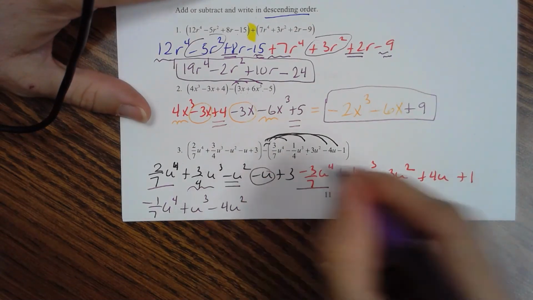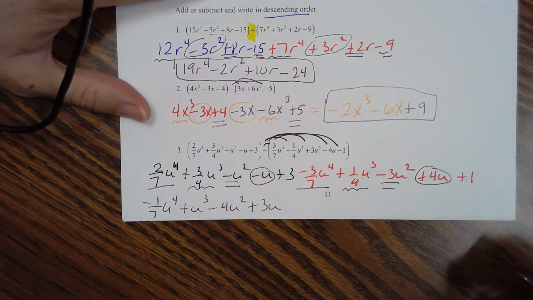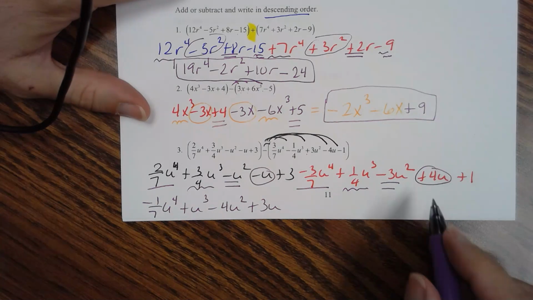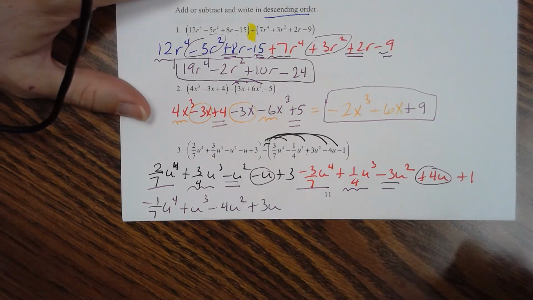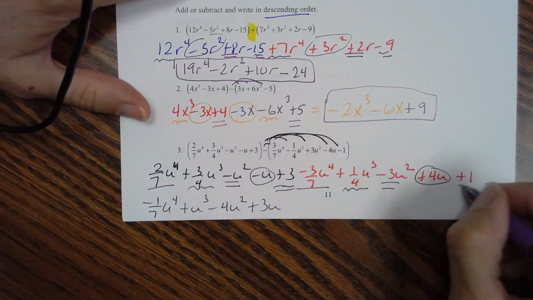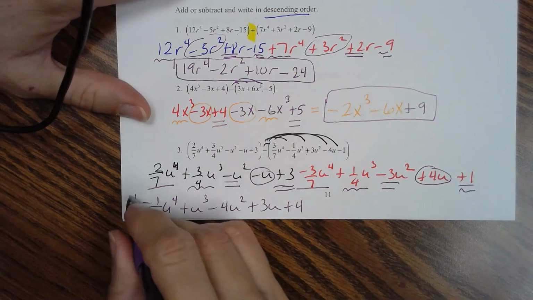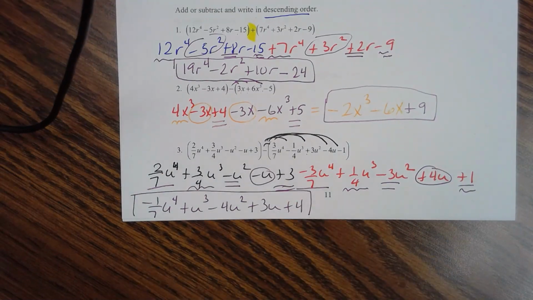Then we have a minus u and a plus 4u, opposite signs, so we subtract and keep the sign of the larger. So 4 minus 1 is 3. And then we have a positive 3 and a positive 1, which gives me a positive 4. In descending order, and we're done.